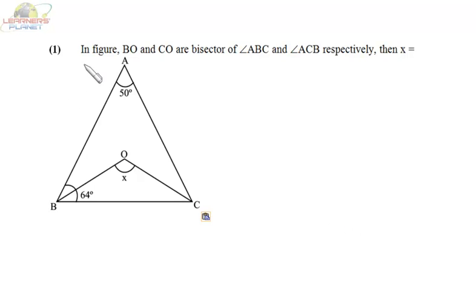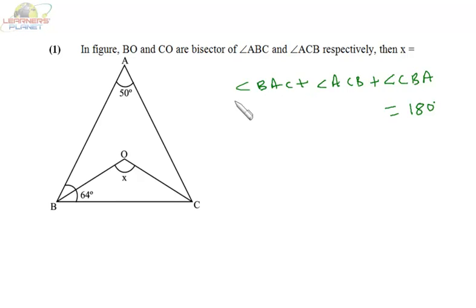Now in this question, we are given a triangle ABC, and also we are given that BO and CO are bisectors of angle ABC and angle ACB. Okay. Now we can see a triangle ABC. So first of all, let's find out the third angle of the triangle. Angle BAC plus angle ACB plus angle CBA. These are the three angles of the triangle and they will be 180 degree.